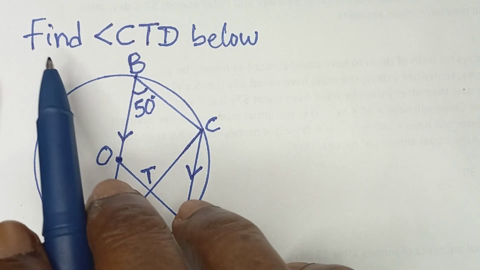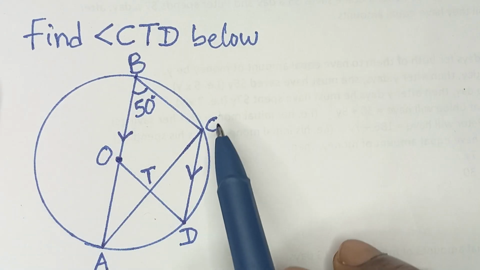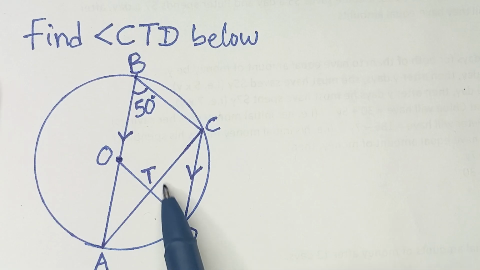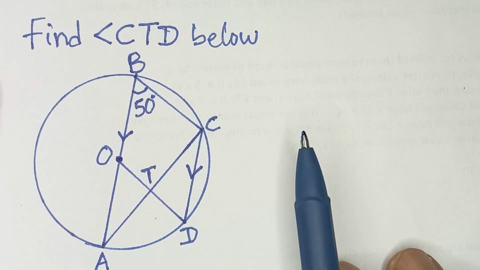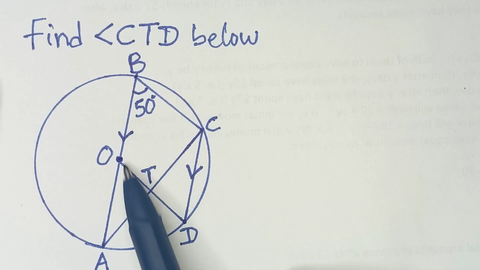Now the question here says find angle CTD below. That is angle CTD, which is this angle here. That is what the question is asking us to find. Now the first thing for us to do here is to look at this triangle.